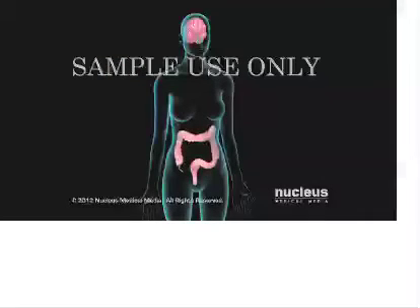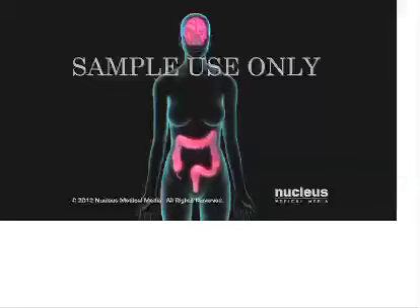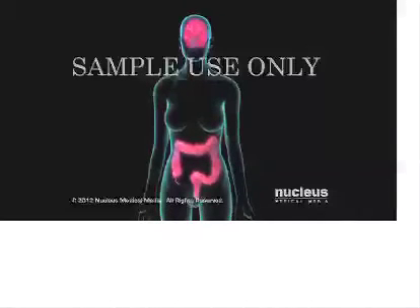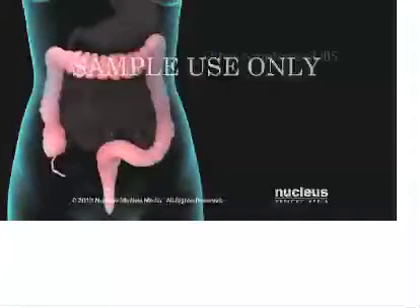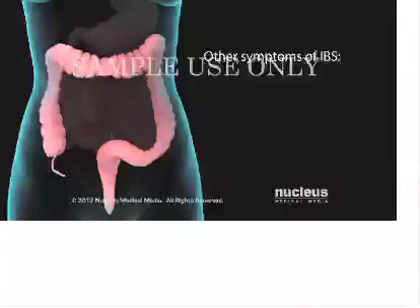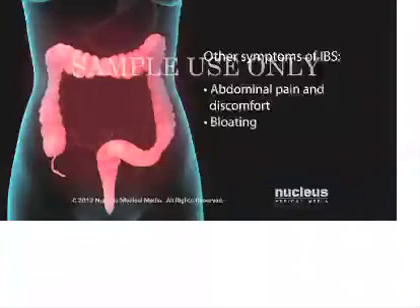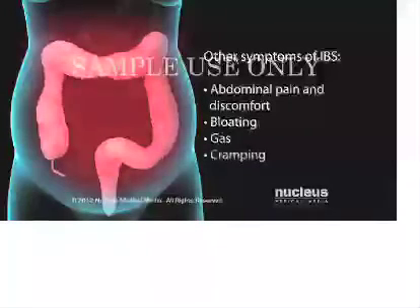It is unclear why your colon contracts abnormally. However, if you have IBS, your colon may be more sensitive to certain factors such as stress that seem not to affect most people. Other symptoms of IBS include abdominal pain and discomfort, bloating, gas, and cramping.